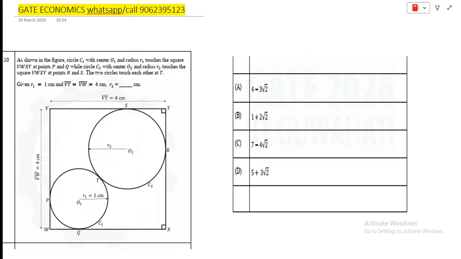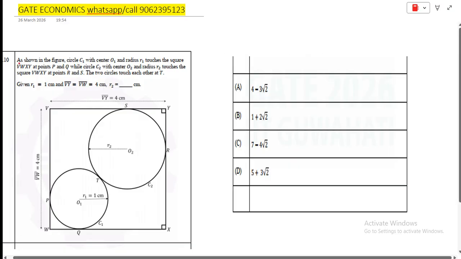Today we are not just doing geometry, we are resolving a tragic love story. We have two circles C1 and C2 trapped inside a square cage called VWXY. Okay, so let's come to the question.